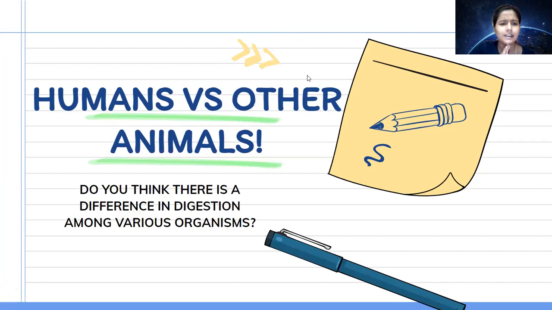Human versus other animals. With this topic, I really want to start my class with a very basic question: do you think there is a difference between the digestion in human beings and other animals, other organisms also? Like in humans, we already know there is ingestion, digestion, assimilation, and absorption. So, what do you think? Is digestion similar in all animals, or do you think there is a little bit of difference? Please comment down your views and tell me.